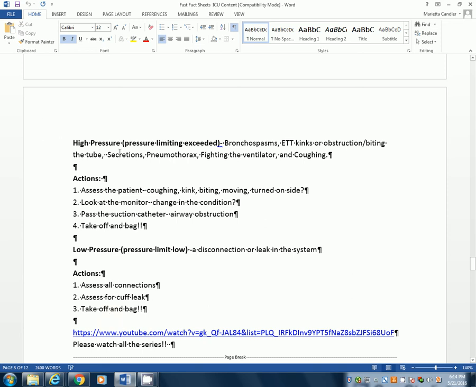For high pressure alarms, that means the pressure limit has exceeded what you set it at. That's usually caused by either bronchospasms. The ETT tube could be kinked, or they could be biting it. So I always want to check that. They could be full of secretions and need suctioning. Pneumothorax could have developed. Listen to the lungs. They could be fighting the vent and need sedation. They may be coughing very heavily, and it's caused that high pressure alarm to go off because the coughing has exceeded and made the pressure go up. All of those really make sense if you think about it.